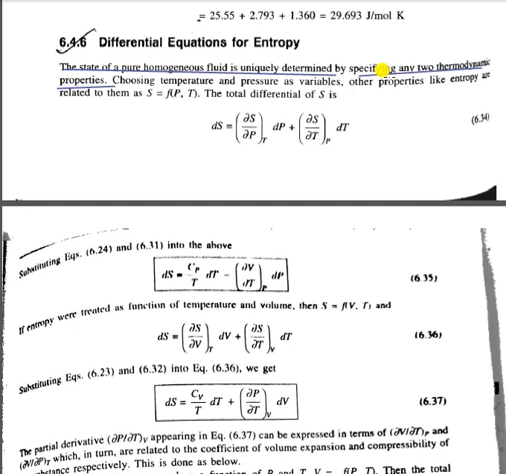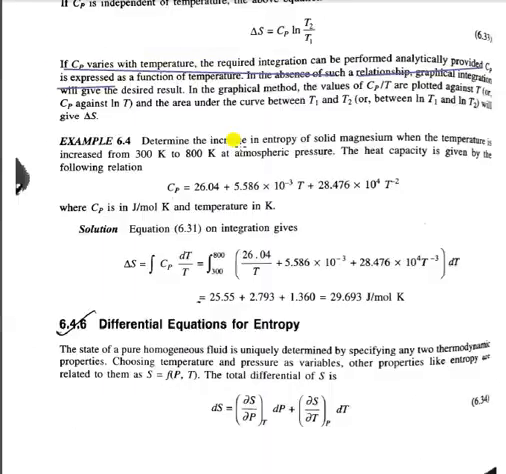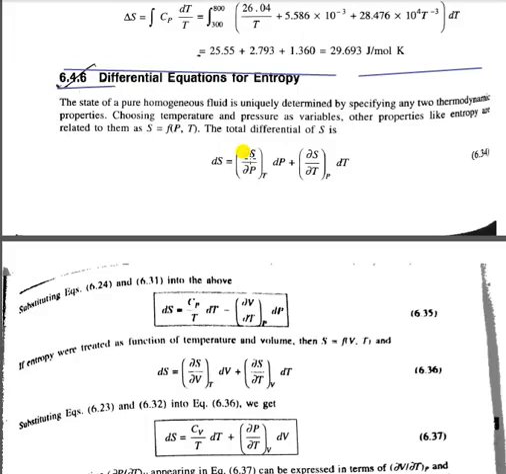6.24 and 6.31 into the above. So 6.24 says that del T by del V at constant S, हमने पढ़ा था कि del T by del V at constant S. तो उसके लिए हम क्या कर सकते हैं, इसको हमें पुट करना है 6.31 के अंदर. तो 6.31 ये क्या है? 6.31 is del S by del T at constant P.